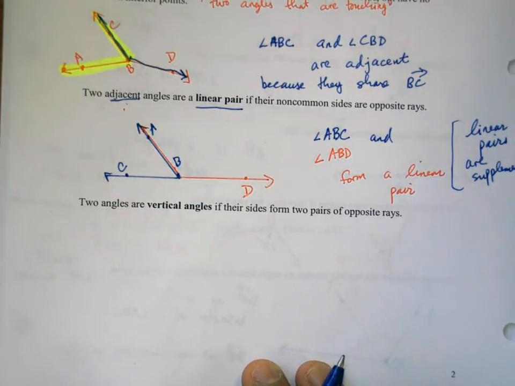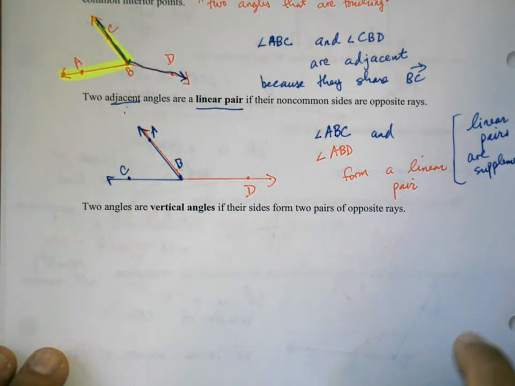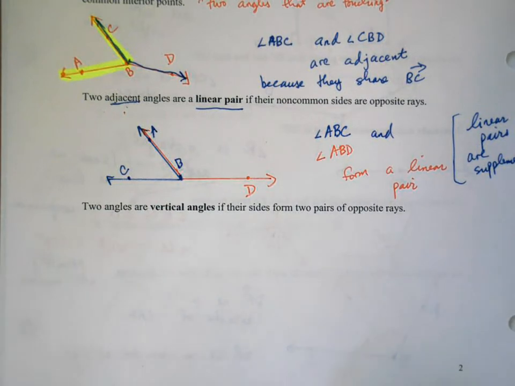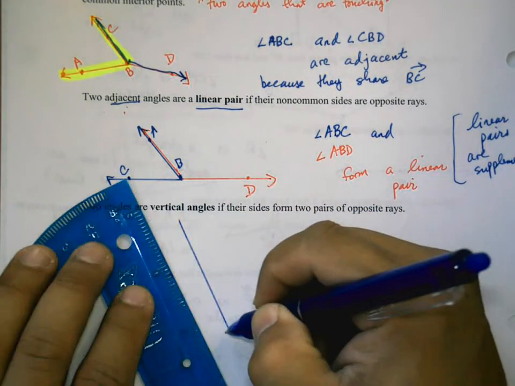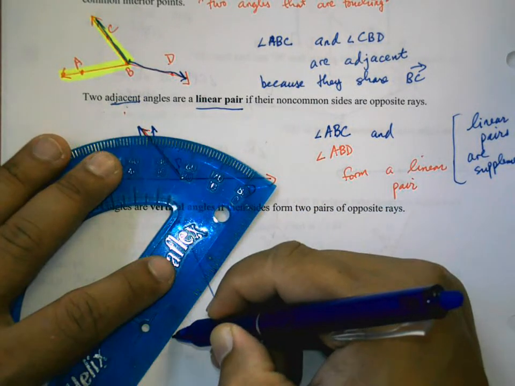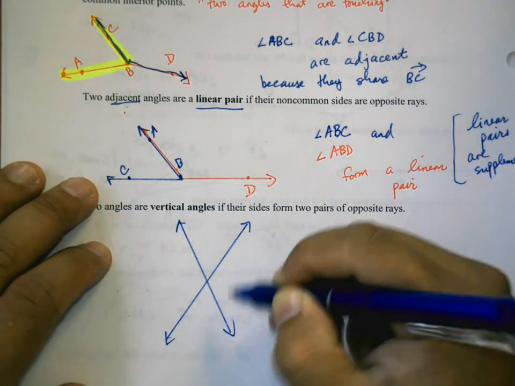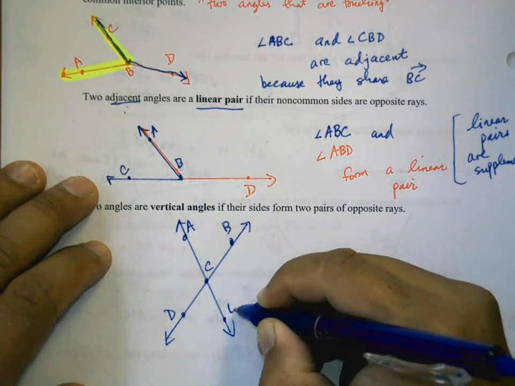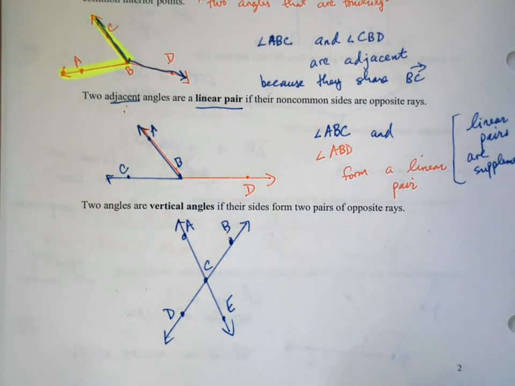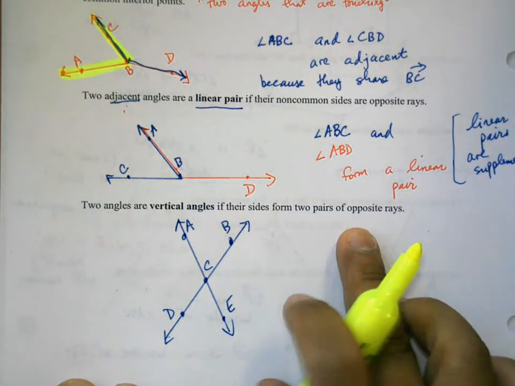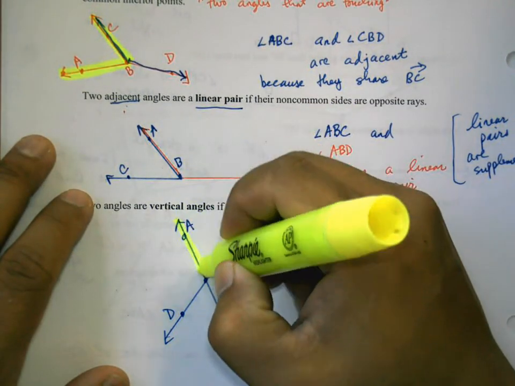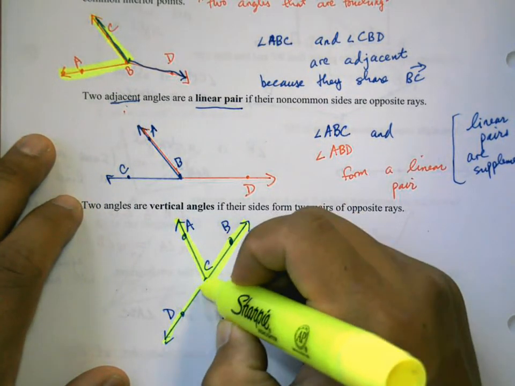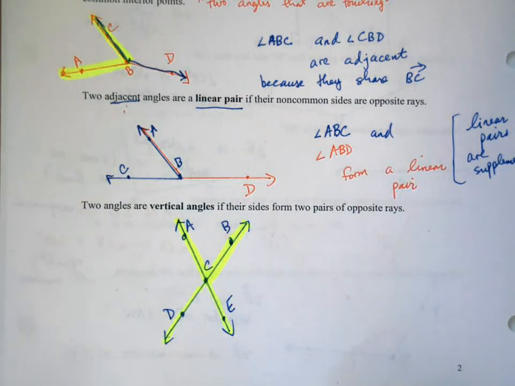And one more vocabulary term for these two sections. Two angles are vertical angles if their sides form two pairs of opposite rays. When I think of vertical angles, I think of some type of an X. So you have one line here and you have another line here. I'll just put some points. In this case, there's a couple sets of vertical angles. We can look at this and see angle ACB and angle DCE.